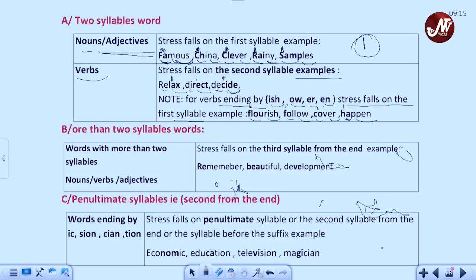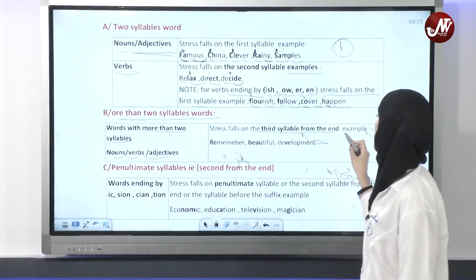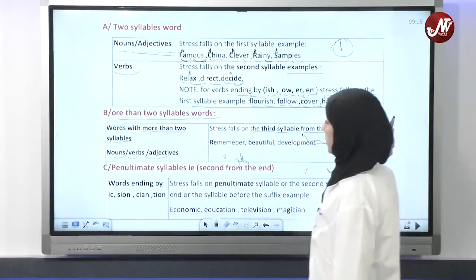So to resume this first type, if we have a two-syllable word, as a noun or adjective, what do we stress? We stress the first syllable. Then if we have a verb, we stress the second syllable. Exceptions for verbs which end with ish, o, or n, we stress the first syllable. Now we move to the second type, more than two syllables words. It means three syllables or more. So words with more than two syllables, with all the nouns, verbs, or adjectives, we stress on the third syllable from the end. So we start from the end and we count.